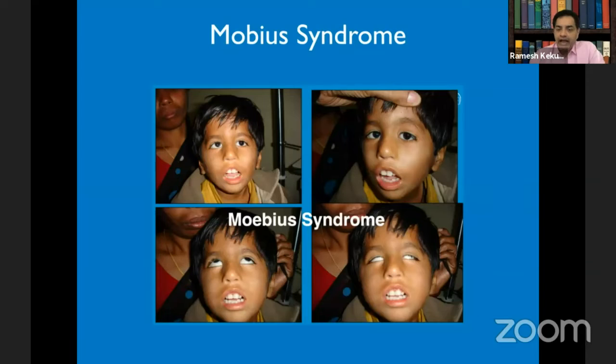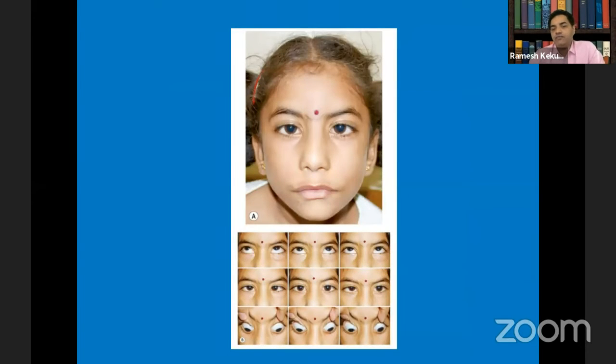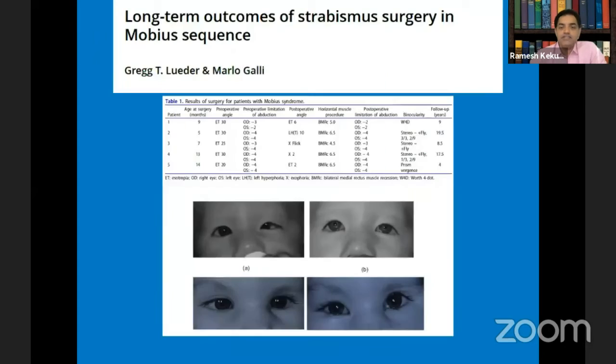Mobius syndrome, I treat them. They have an abduction limitation bilaterally. They have lagophthalmos. They will have significant abduction deficit. They behave similar to Duane syndrome, which is bilateral, I'm talking about in terms of surgical approach.